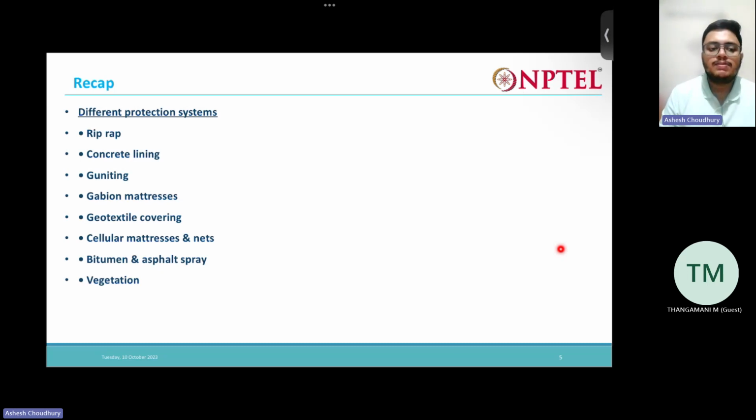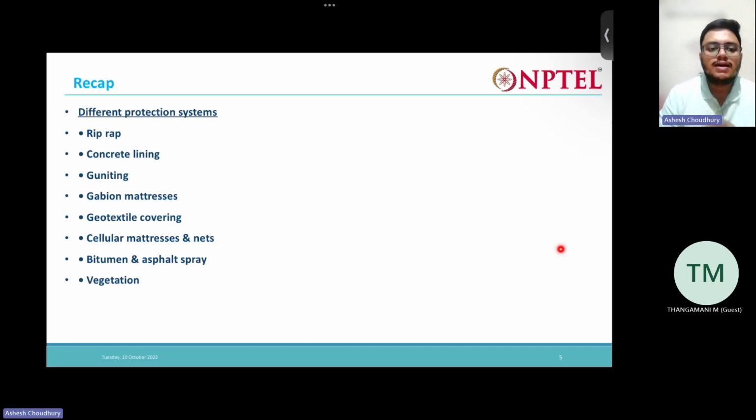Then we have concrete lining. Say we have a canal. Sometimes we can have a canal made just with soil, right? Those kinds of canals are more susceptible to erosion. The soil will get eroded, and the sides of the canal will start getting eroded as water starts flowing. But if we line the canal with concrete, by spraying concrete or putting a thin plaster of concrete over the bottom and sides, that can prevent the erosion of the canal.